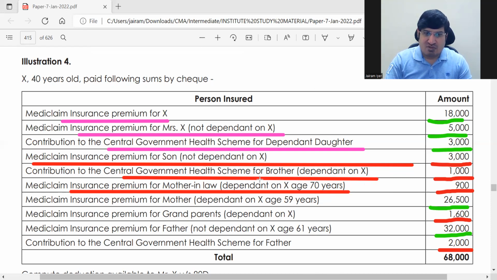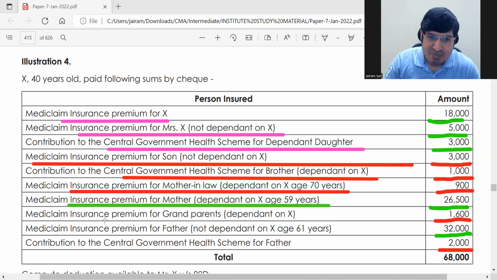For mother, the next point, I put in green. It will come in point 2, which is why I am separating it from this pink here. Mediclaim for mother, not a senior citizen, 26,500. And mediclaim for grandparents you will not get, right? So red. Then mediclaim for father, not dependent, but dependence is not the criterion. And he is a senior citizen.